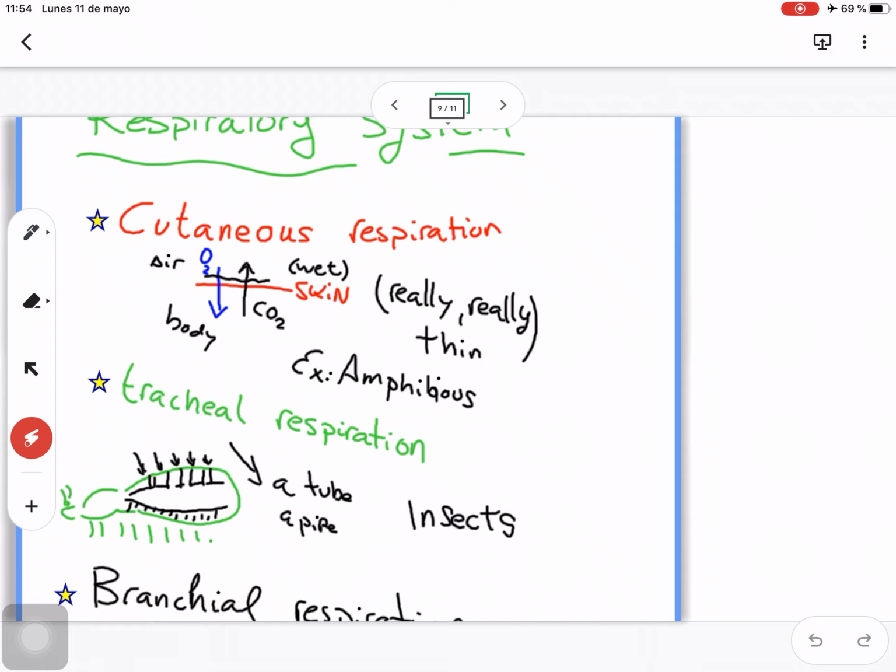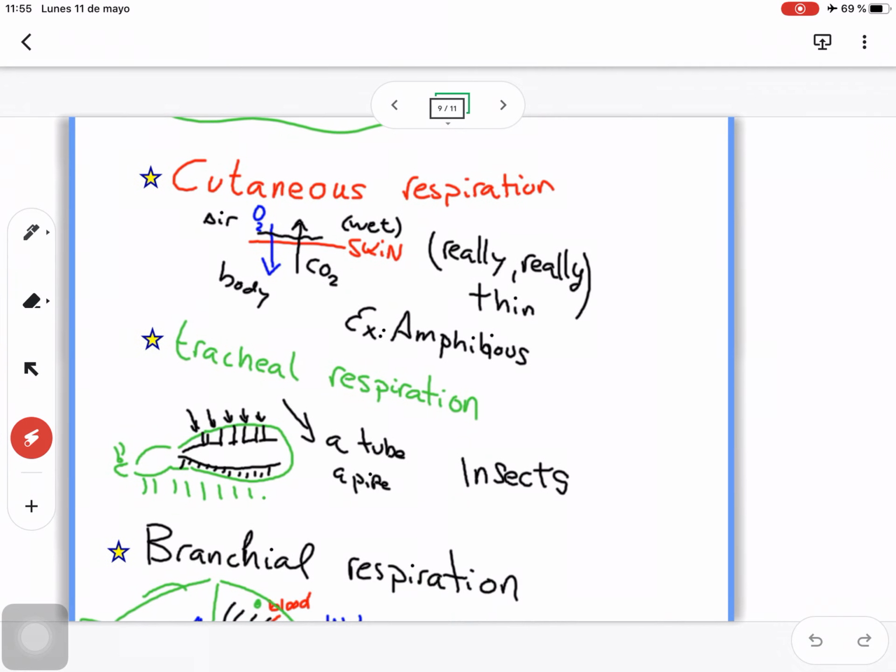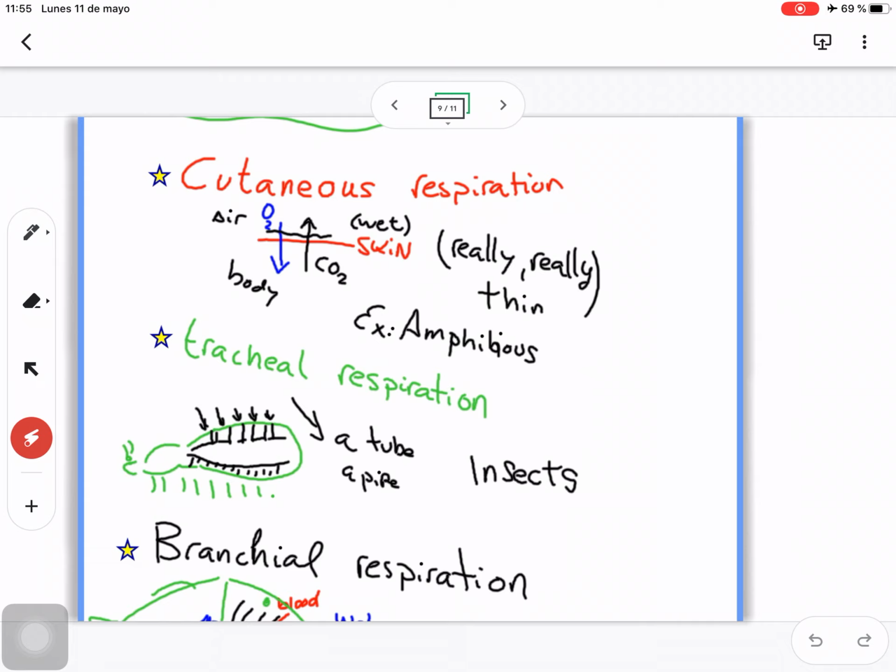Let's start with the cutaneous respiration. Cutaneous means skin, and to do that we need a really thin skin. It is so thin that the gases can enter and go out very easily. But another inconvenience is that the skin has to be wet. So this kind of respiration is used by amphibians, because if you remember, they live near the water, so the skin is constantly wet.